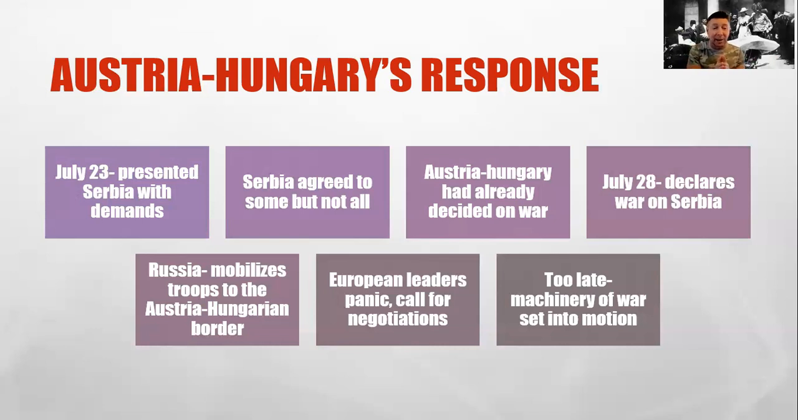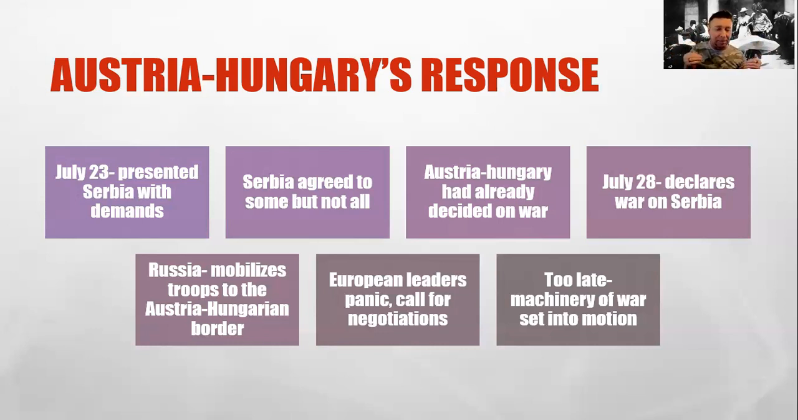This is where the alliance system comes into play. Because Austria-Hungary is now going to war, they've declared war on Serbia. Russia has now declared war on Austria-Hungary. Austria-Hungary has declared war now on Russia, which means that the rest of the alliance system has to come into effect. The European leaders see this and they're like, oh my gosh, we've got to cool things down.